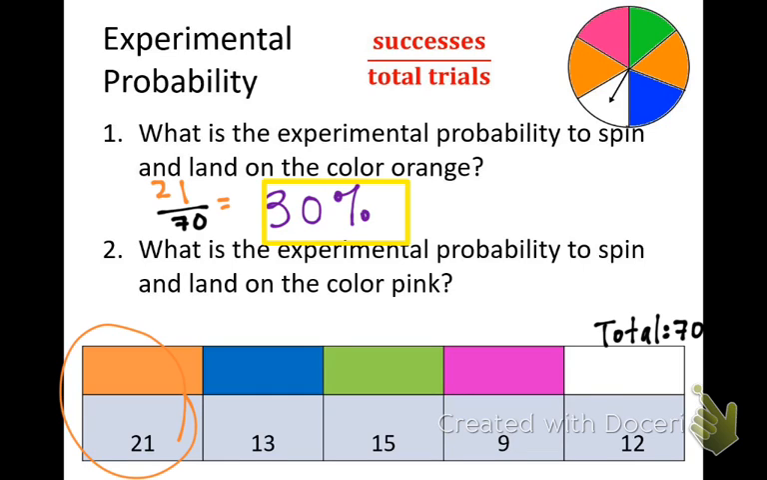What is the experimental probability to spin and land on the color pink? How many times did they successfully land on pink? 9 out of how many total trials? 70. So what's 9 divided by 70?